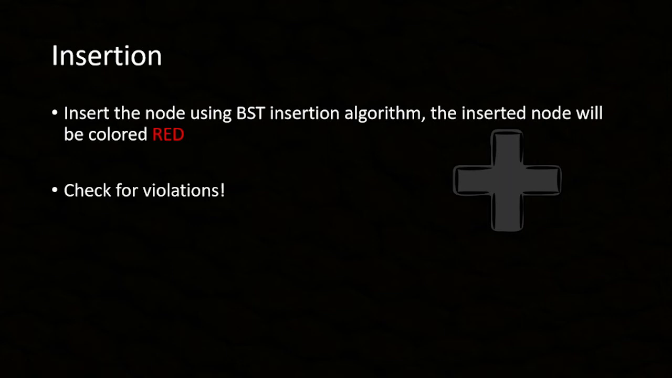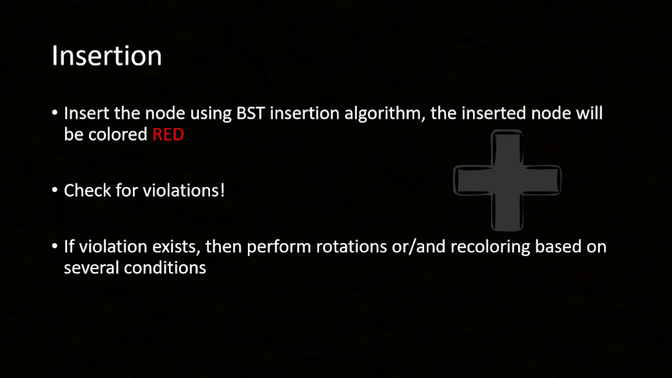Second, check for violations. The golden rules, guys, remember. If a violation exists, then perform rotations or recoloring, it can be both, based on several conditions. This is what I've told you before. So in a red-black tree, there are two things that you can do to fix the tree, which are rotation and recoloring. Those two things are essential to be understood. Let's go.